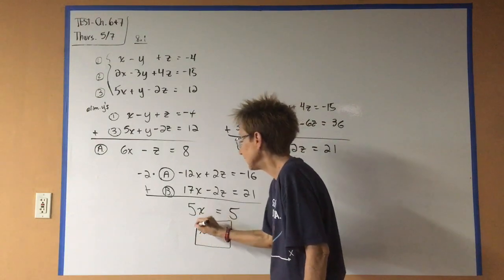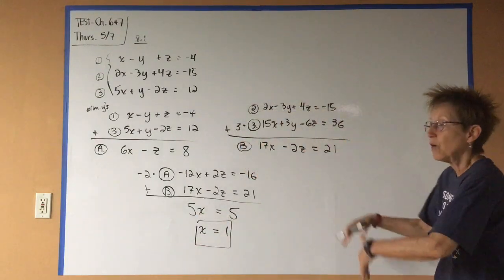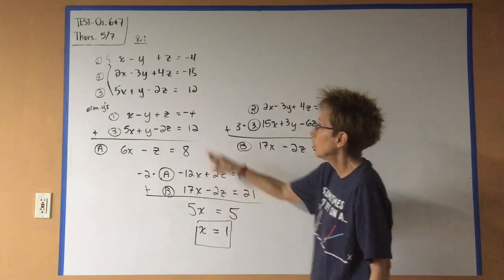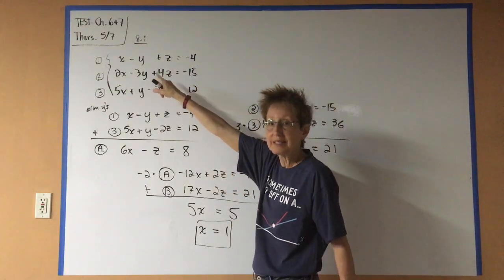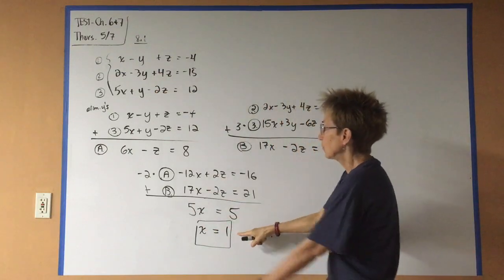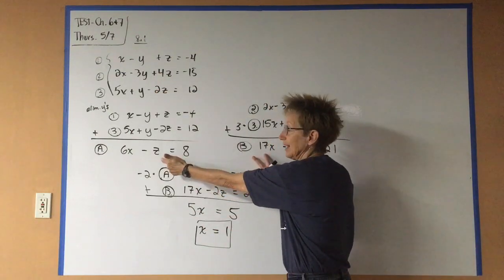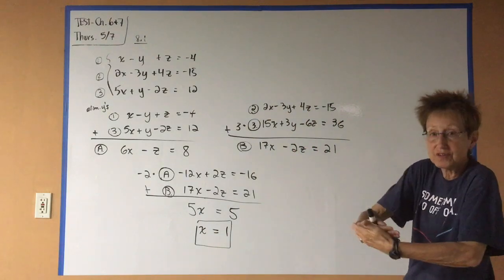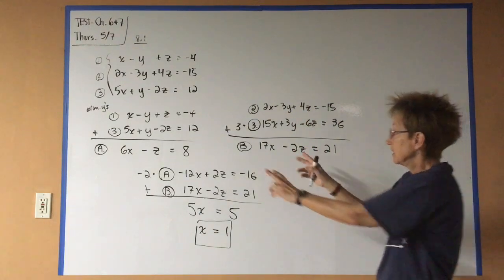So now how do I get the other values? Well, I backtrack now. So don't plug x equal to 1 into one of the originals. There's too many unknowns there. Plug x equal to 1 into one of these two, into the A or the B, whichever one looks easier, to get the second value, which will be z.